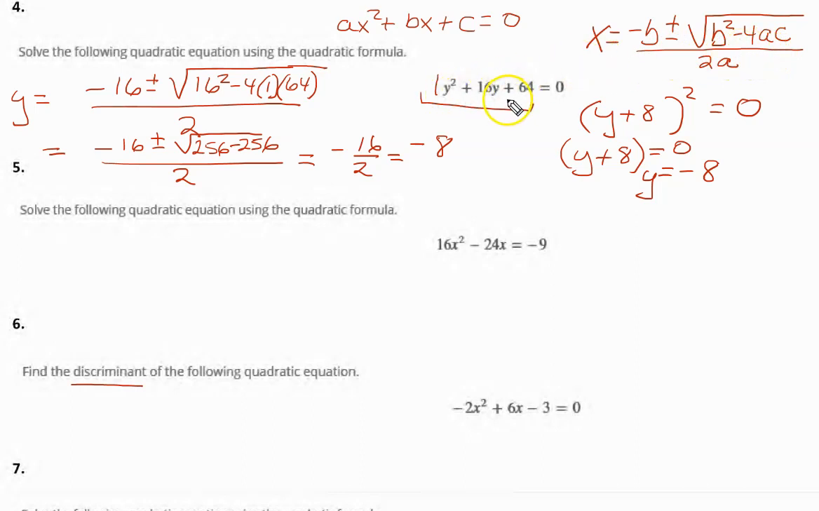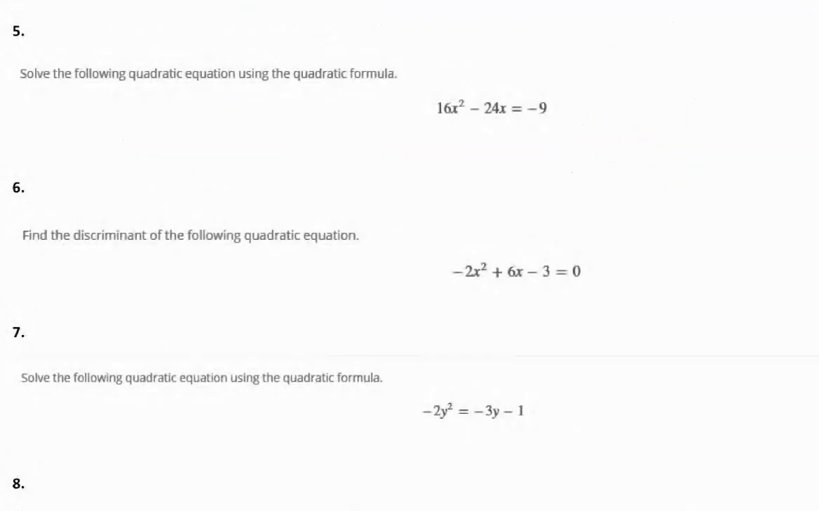Now, we could have factored this, but the quadratic formula works as well. The quadratic formula is a general way of solving quadratic equations. All right, let's go on. Now, for number 5, it wants you to solve this using the quadratic formula.